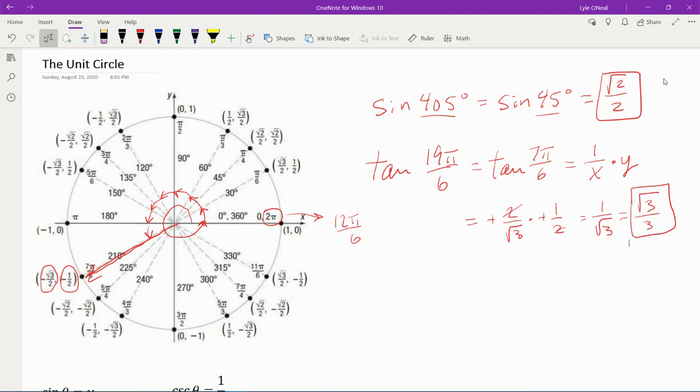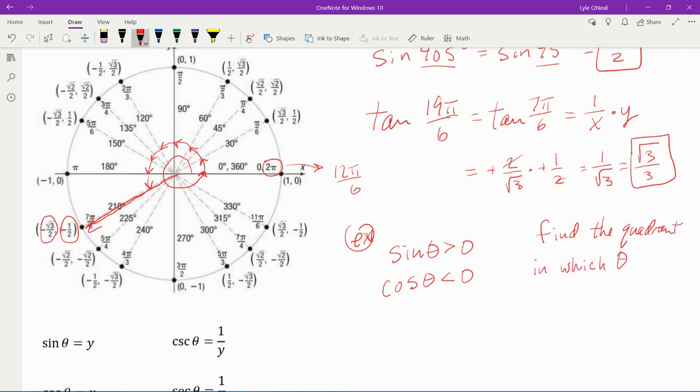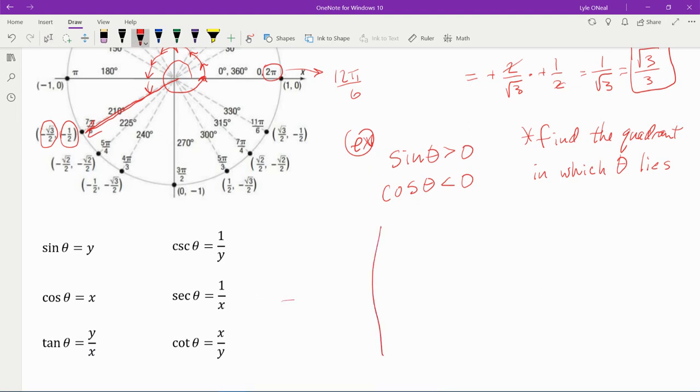All right, so the next example we want to look at is, given that sine of theta is greater than 0 and cosine of theta is less than 0, they want us to find the quadrant in which theta lies. Now that means find the quadrant that this angle is in. And so I'm going to demonstrate, first of all, let me give you the shortcut. There's a little chart you can draw for sine, cosine, and tangent in every quadrant, knowing that the quadrants number 1, 2, 3, and 4.